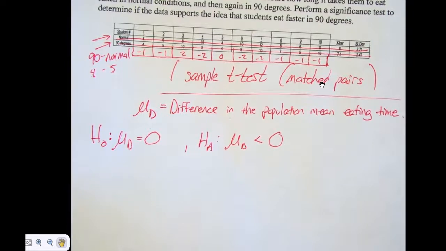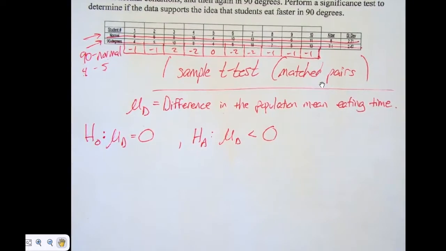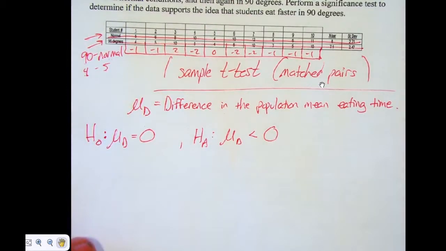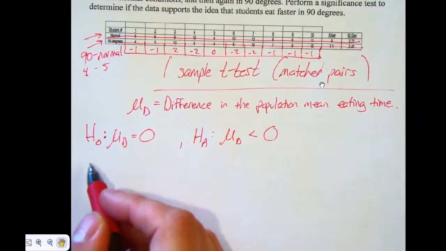But are there any questions I can answer on that setup? Yeah. Just make sure, why is it like that? So because I did 90 degrees minus normal, and I'm testing at 90 degrees makes people eat faster, which is less time. So you'd be doing a smaller number minus a bigger number. Is that right? Yeah. All right, conditions.